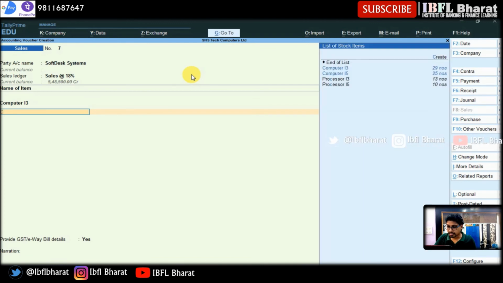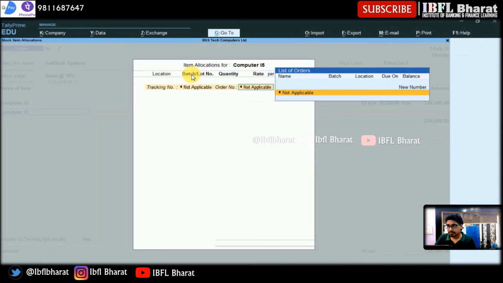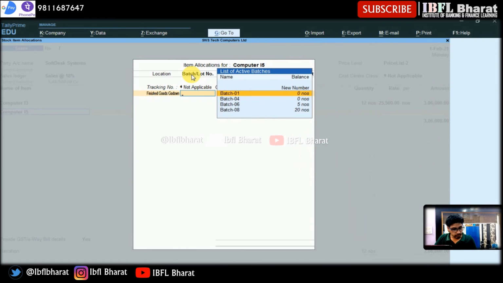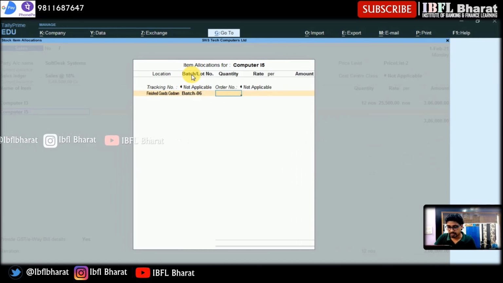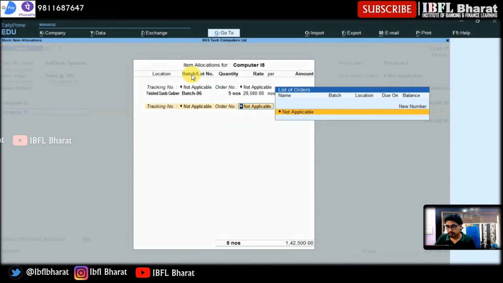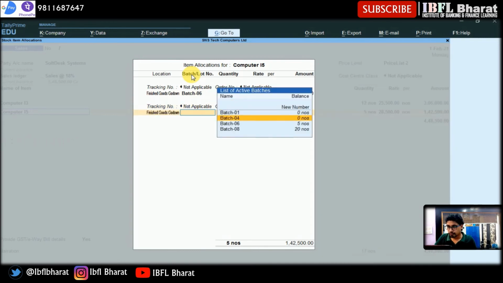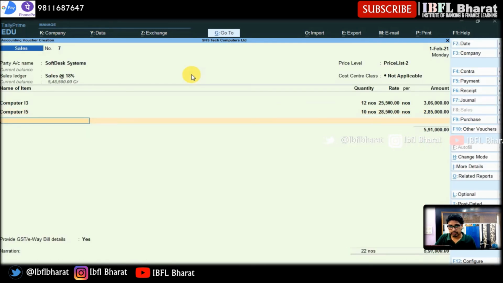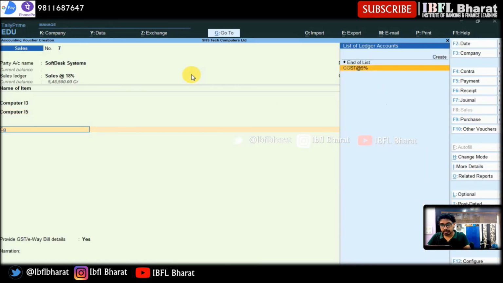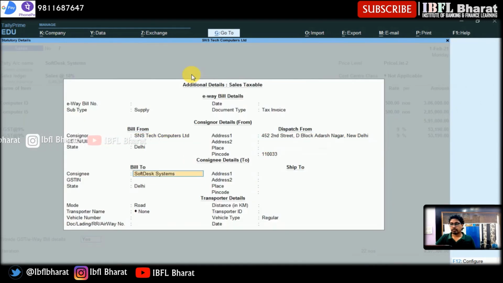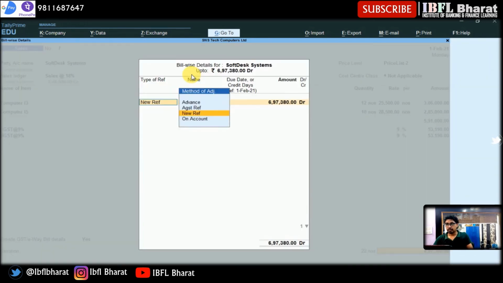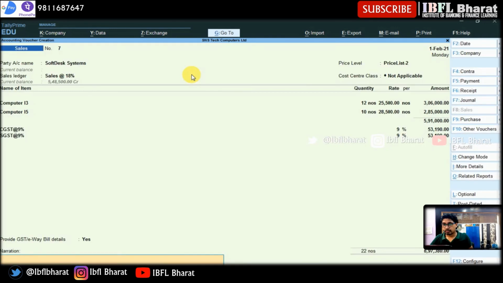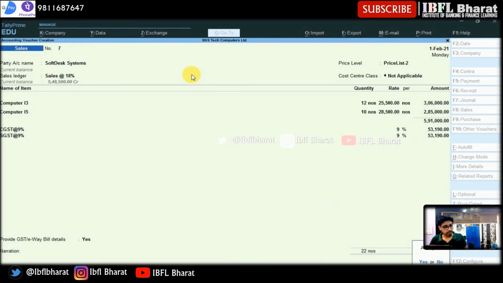And another is computer i5, taking finished godown, out of which we are taking 5 quantity from 06 batch and an additional 5 from 08 batch. Okay, so this is our invoice, and additional CGST, SGST levied, and this is our e-bill information which we have to fill, and the invoice number is SS-01. This is our invoice completed.